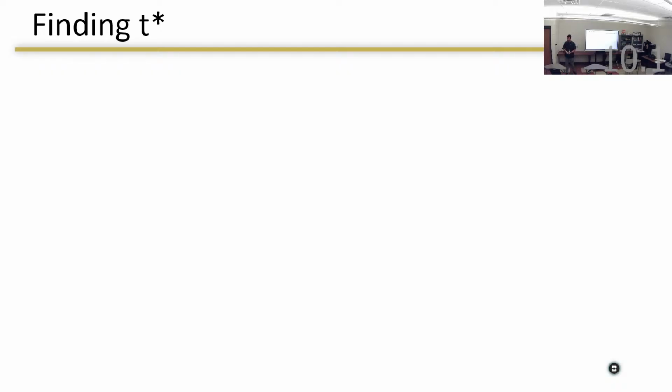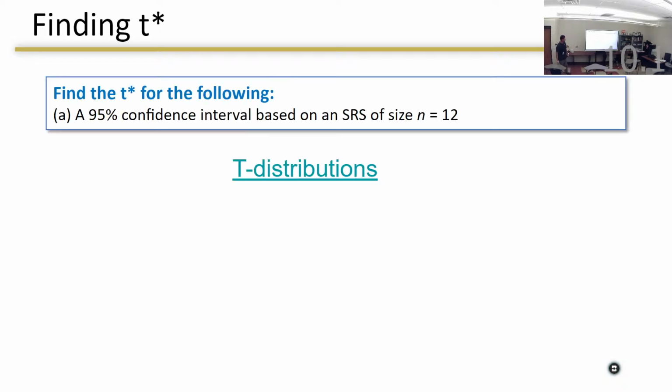So let's talk about the calculator portion of it. Let's talk about finding this. I've got a 95% confidence interval with a sample of size 12. So 95% and DF equals 11. Remember that those two help determine what my width is going to be. Z was 1.96. T is going to be a little bit wider than 1.96. This DF is going to determine it.